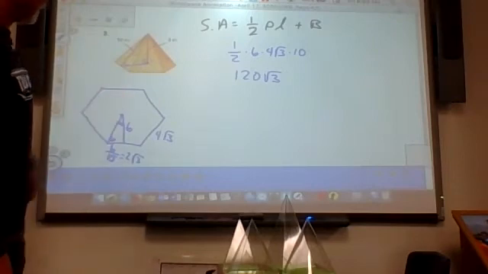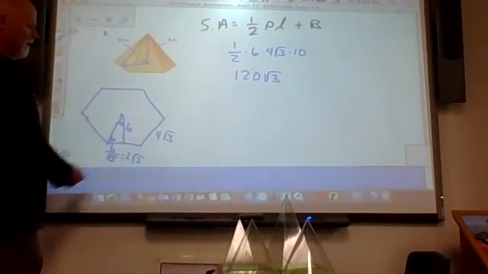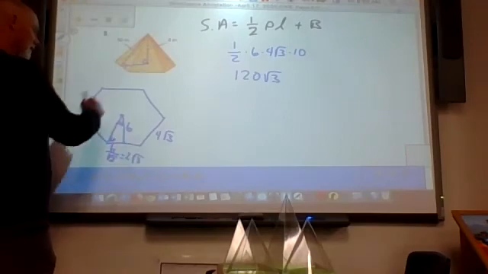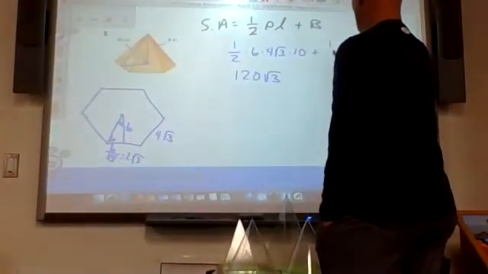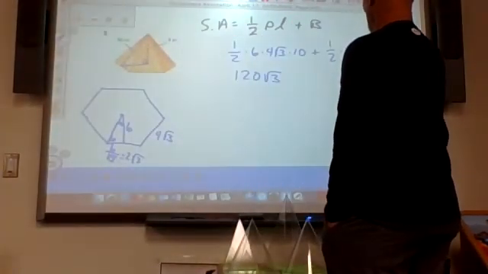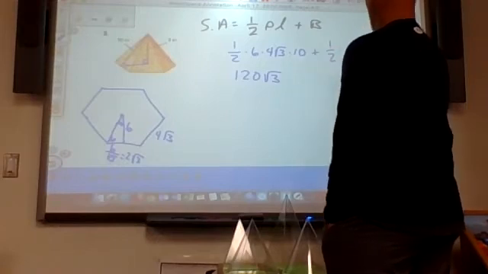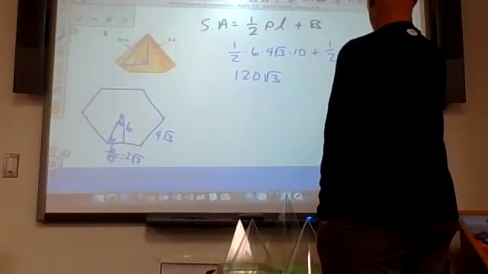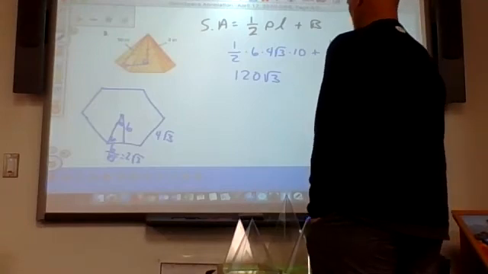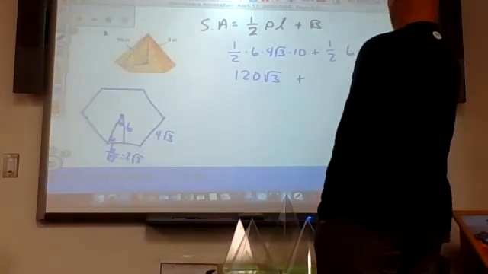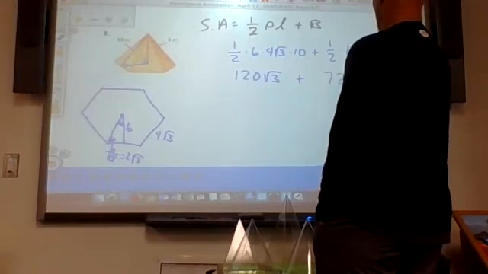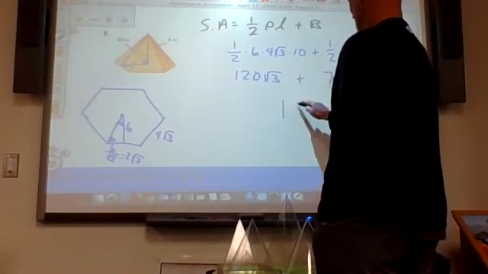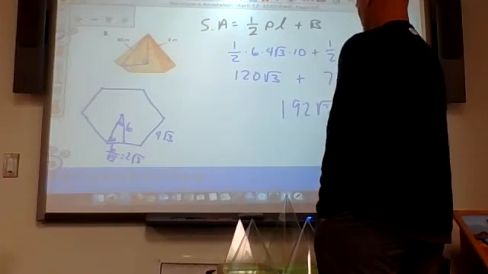Now we need to add the area of the hexagon. Well, since we already have the apothem, and since we now have a side, 1/2 the apothem times the perimeter is probably the best formula to use. So 1/2 of 6 times, and then again we have 6 times 4 radical 3 for the perimeter. So we will be adding, let's see, 3, 12, 72 radical 3. And so my answer ends up being 192 radical 3.